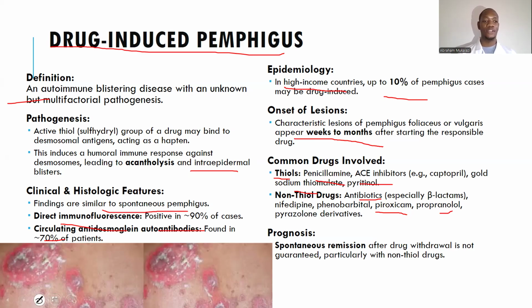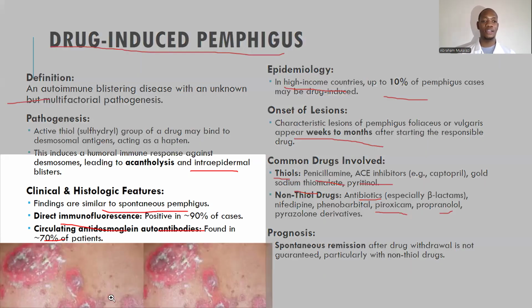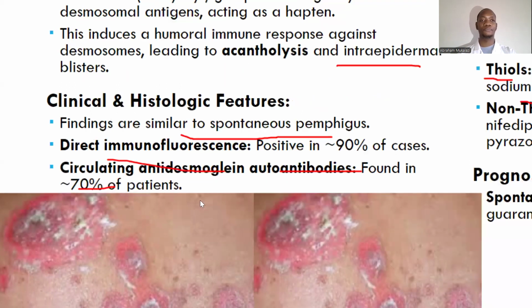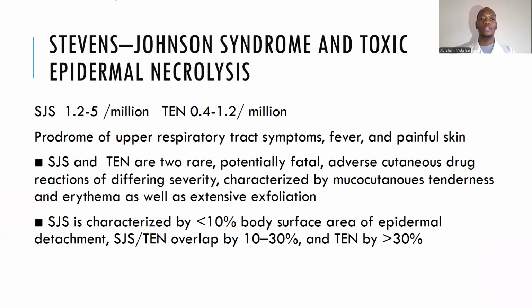Still, if you look at the picture here, it will look like pemphigus foliaceus with this superficial blistering with erosions. Since the blistering is so superficial, most times you'll see erosions as the presenting picture. So we go to the next one.